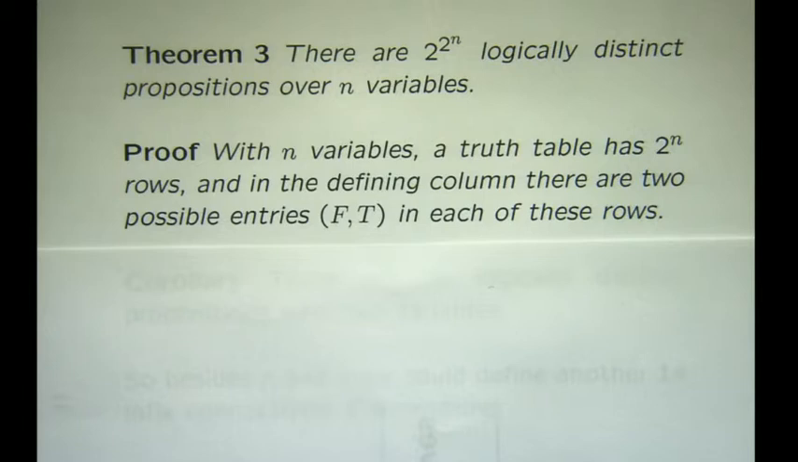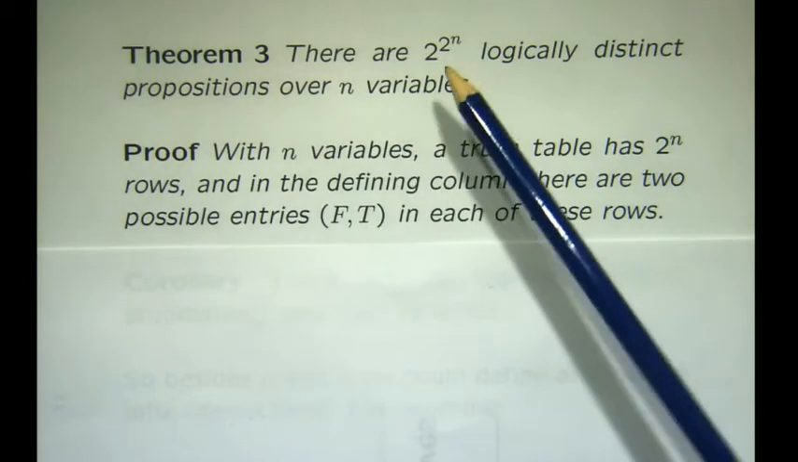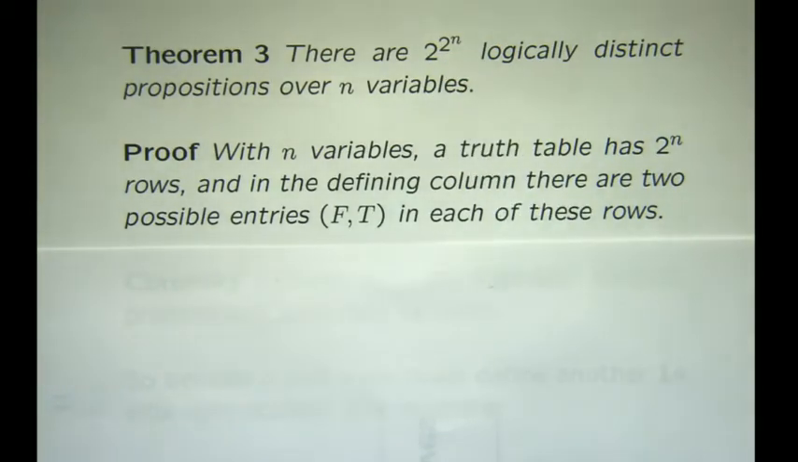So we're back to this idea. There are 2 to the n outputs we've got to fill in or define, and for each of those, there are 2 possibilities. So we get 2 to the power 2 to the n logically distinct propositions. And that's one proof or one way of understanding why that is the number of different ways we could fill in the results column on our truth table.